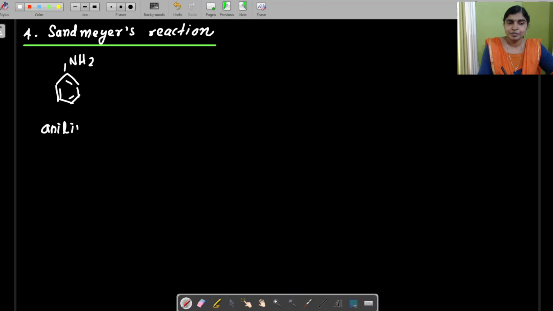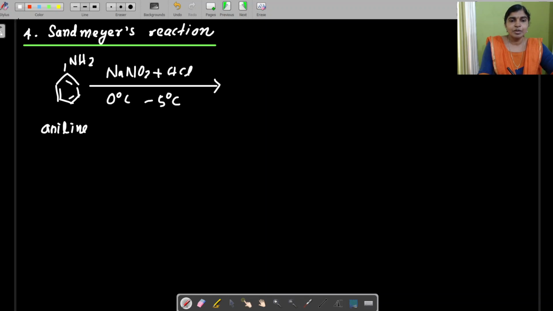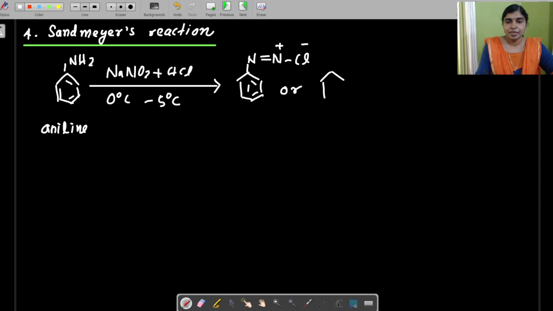What is the name? This is aniline. And when this compound reacts with sodium nitrite NaNO2 and HCl at ice cold temperature, that is between 0 degrees Celsius to 5 degrees Celsius, since we are adding some ice cubes into the reaction mixture, you will get a product like this, in which the nitrogen of the NO2 group and the nitrogen of the NH2 group form an azo group like this, N double bonded N with chlorine, with a positive charge here and a negative charge here, or you can write this in a combined way as N2 and Cl.